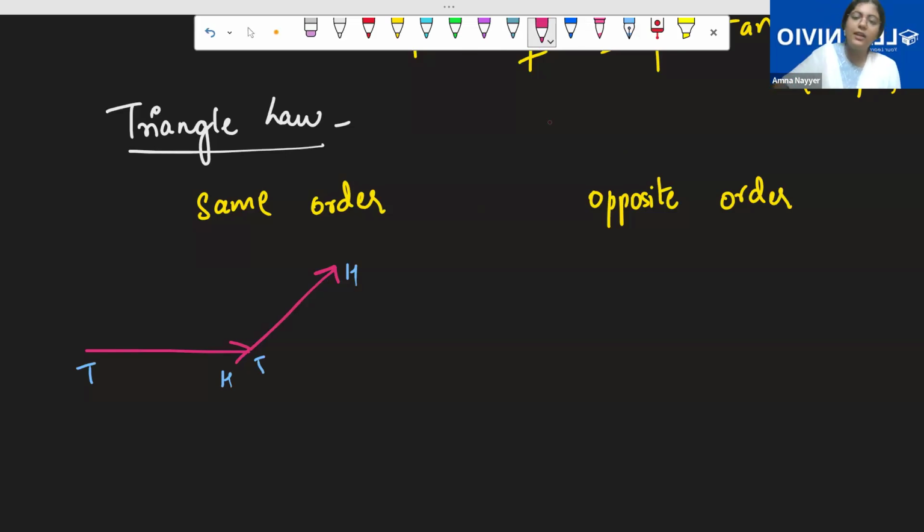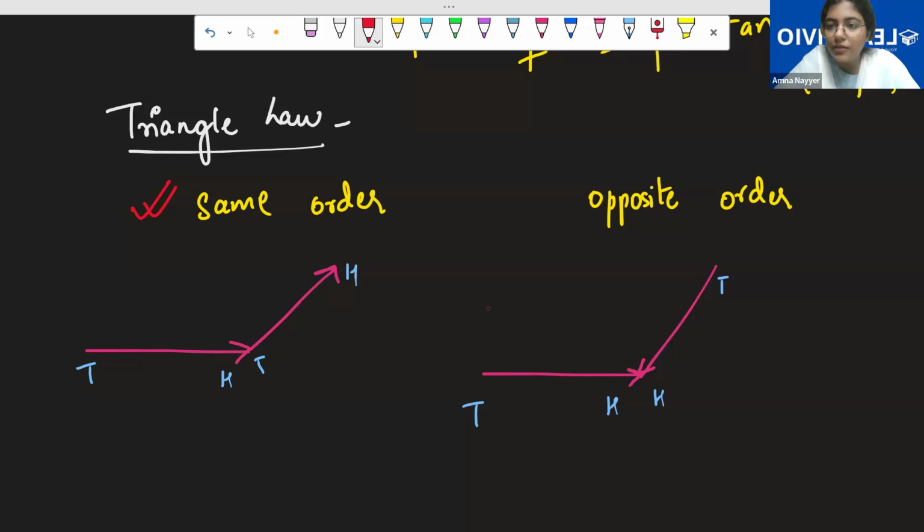If the head and head are coinciding. Let's say if this is the case and this is the case. See, these are the tails, these are the heads, and heads are coinciding with the tails. So if this is the case, then we do not use the triangle law. Triangle law is only valid if the vectors have the same order.